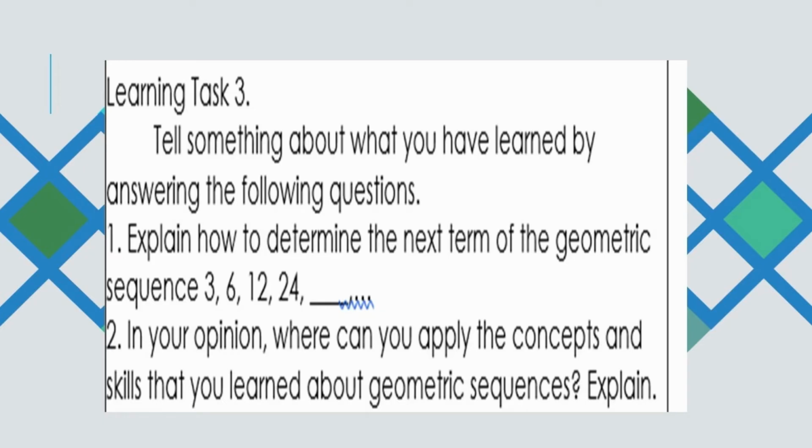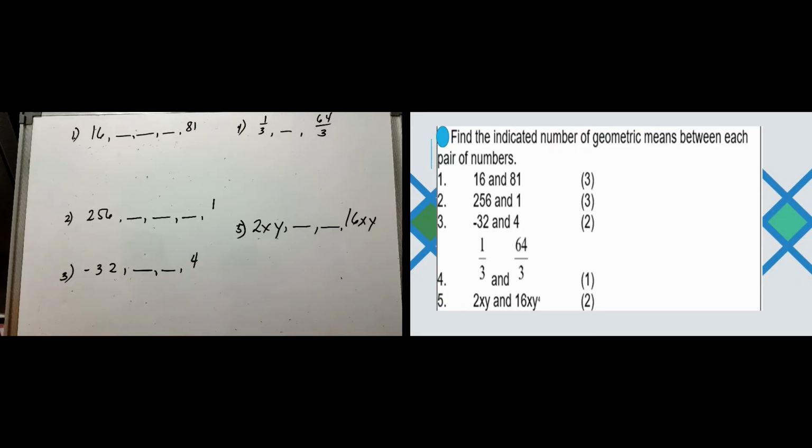The learning task 3 tells something about what you have learned by answering the following questions. Number 1, explain how to determine the next term of the geometric sequence 3, 6, 12, 24. Then number 2, in your opinion, where can you apply the concepts and skills that you've learned about geometric sequences? Explain.